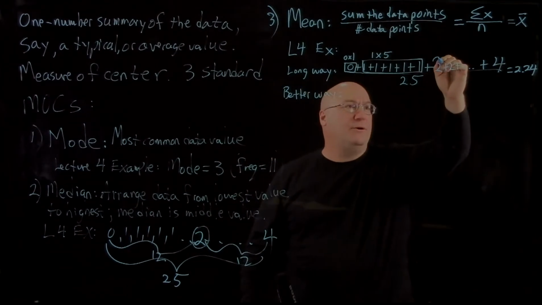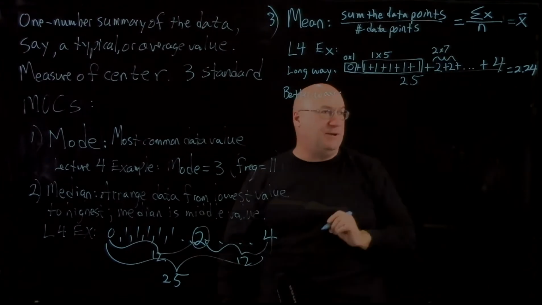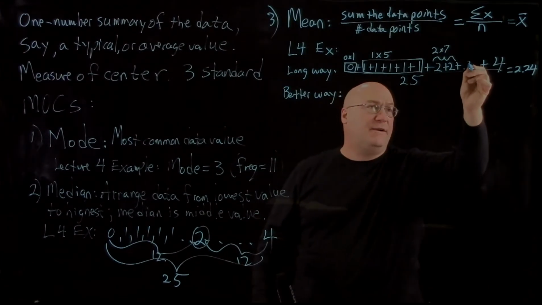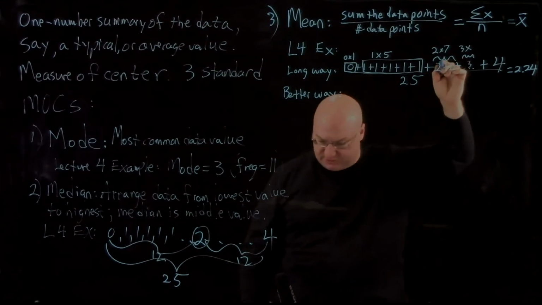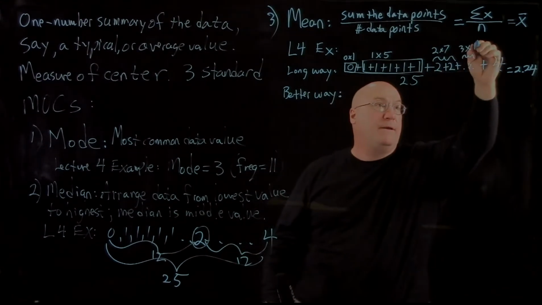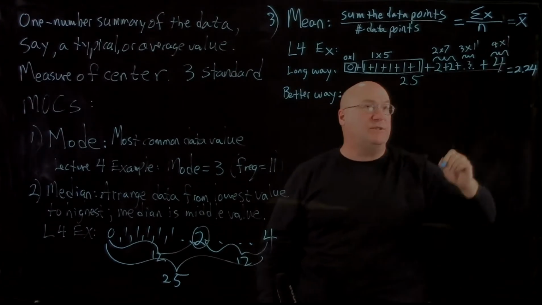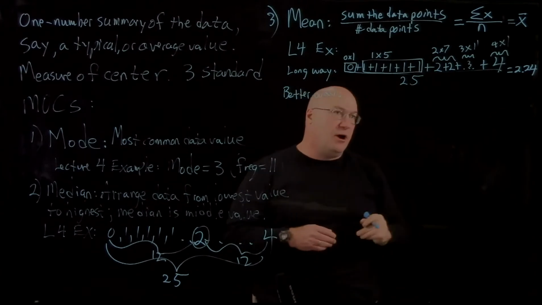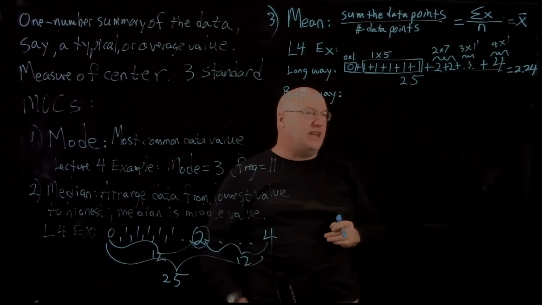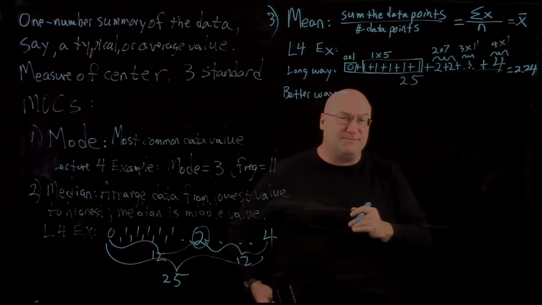For 2, I would take 2 times its frequency. For 3, I would take 3 times its frequency, which was 11, right? Yes. And for 4, I would take 4 times its frequency. So I don't need to write down 1 plus 1 plus 1 or 2 plus 2 plus 2, all those times. I just take it times the frequency. And something even better is the following.